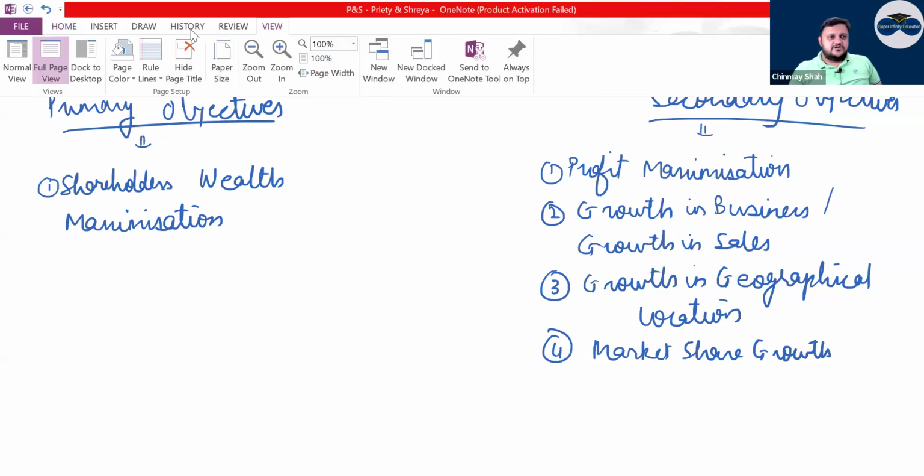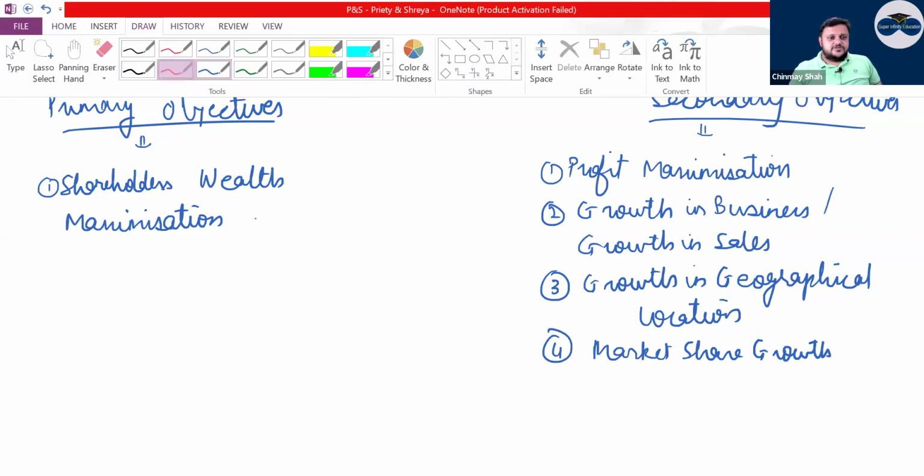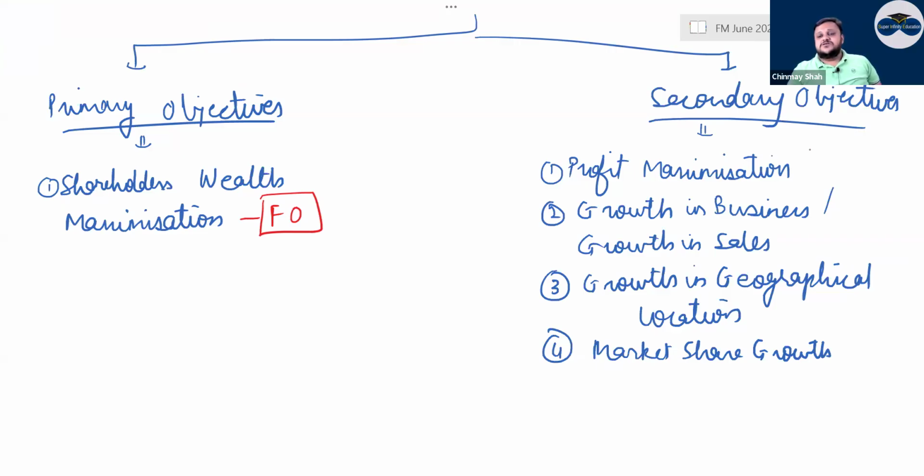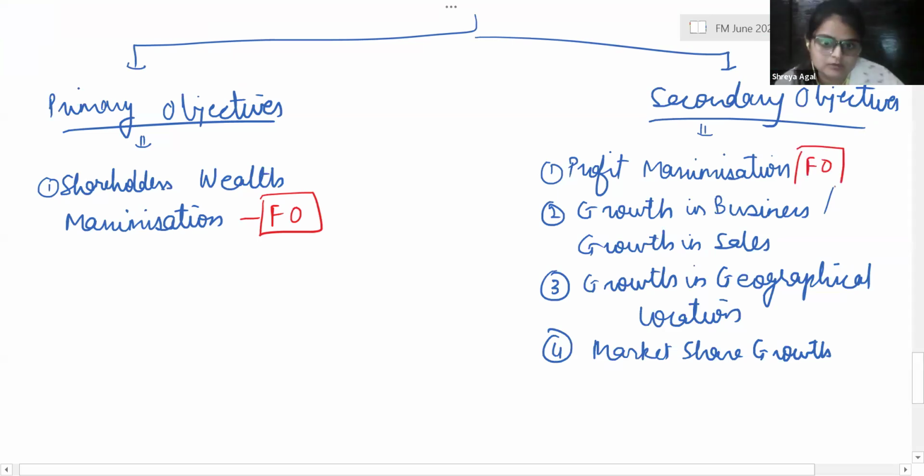Have a look. This is a financial objective. FO means what? Financial objective. Correct? Profit maximization. Sir, your profit was 1 million. It went to 2 million. Correct? Can you measure it? Yes. So is it a financial objective or a non-financial objective? Tell me. Financial objective.